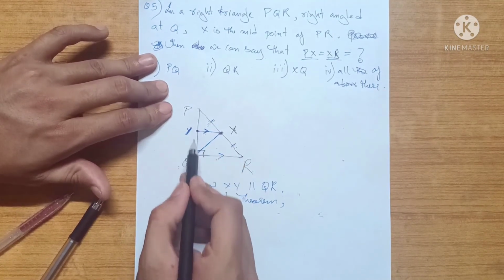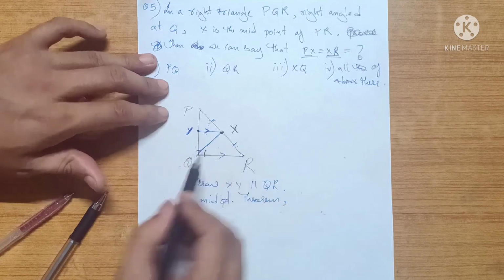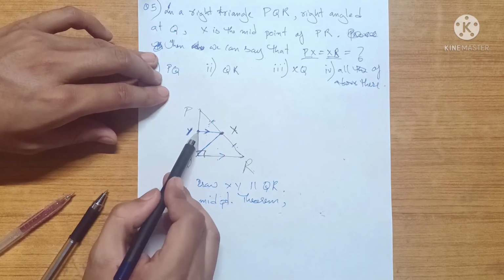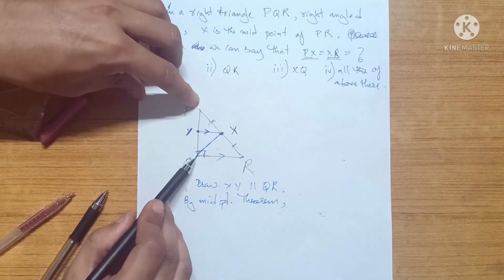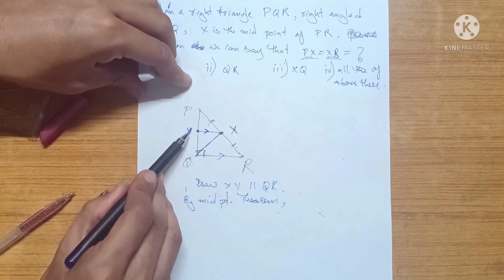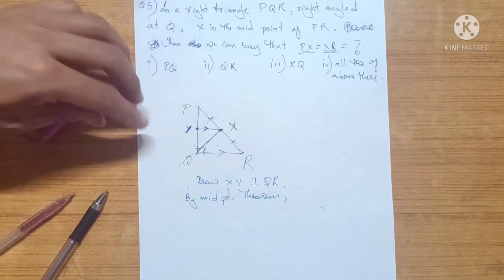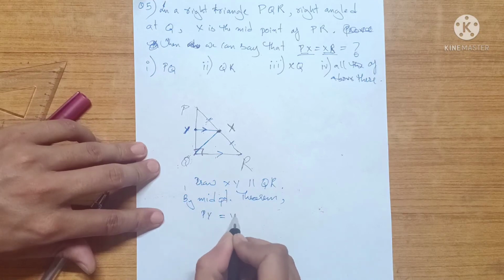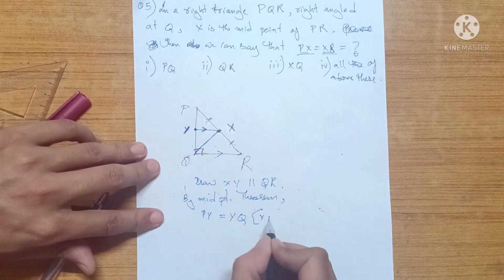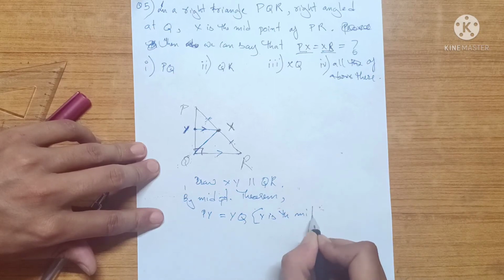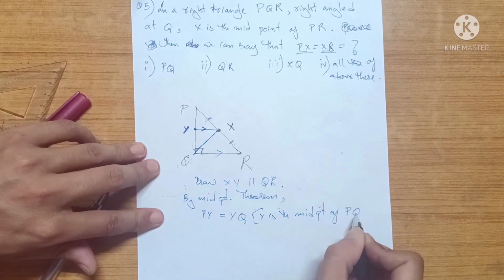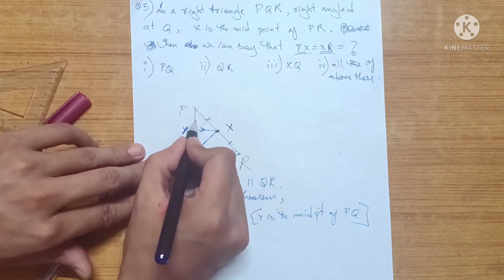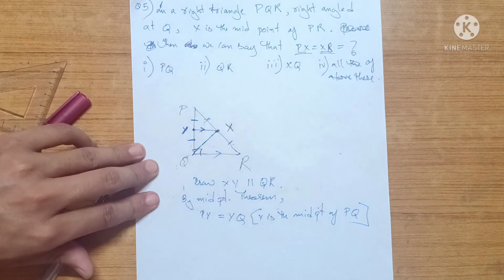Which means wherever this line touches this line, it will be the midpoint. So if PQ is 12 centimeter, PY will be 6 and YQ will also be 6. Got it? So by midpoint theorem, PY equal to YQ. Y is the midpoint of PQ. So if this is the midpoint, this and this become the same.